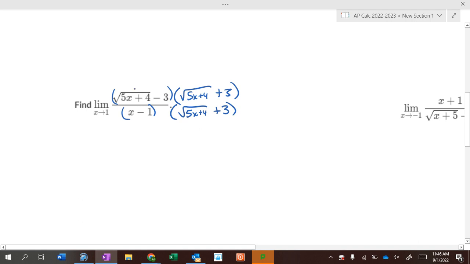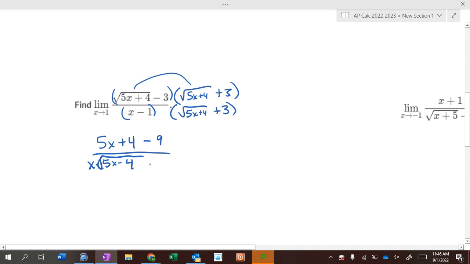So in the numerator, if I FOIL this, what's the square root of 5x plus 4 times square root of 5x plus 4? 5x plus 4. When you square a square root, you get what's underneath. Okay? Outers and inners in conjugates always cancel. So it's 5x plus 4 minus 9 over this dreaded thing. So it's x times 5x minus 4, the square root of 5x minus 4.